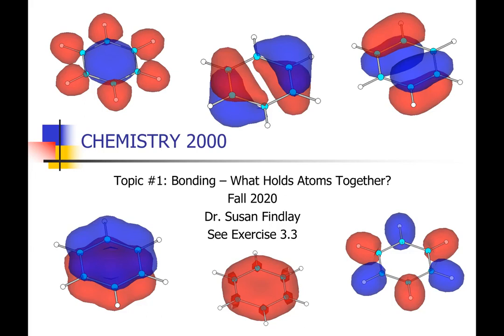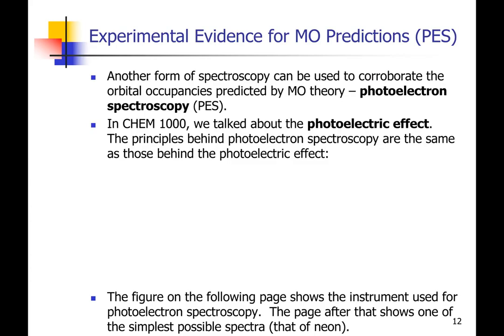In the last video, we talked about infrared spectroscopy. In this video, we're going to talk about photoelectron spectroscopy. Photoelectron spectroscopy is the technique that lets us determine the energy levels of molecular orbitals, as well as insight into whether they are bonding, non-bonding, or anti-bonding.